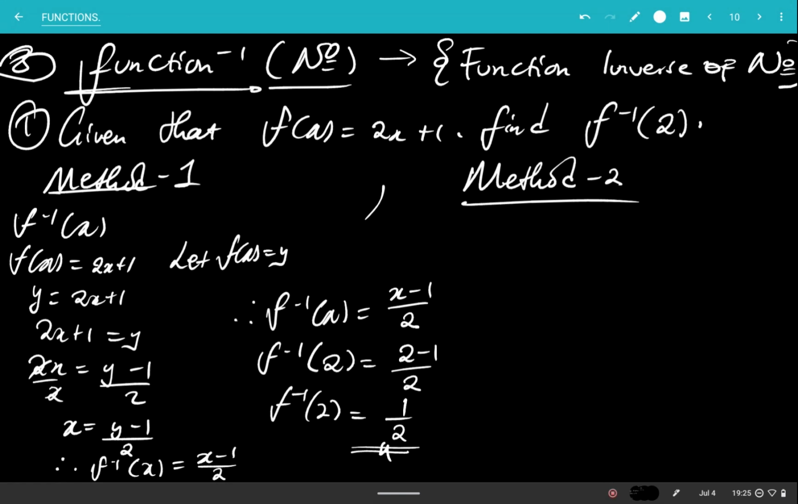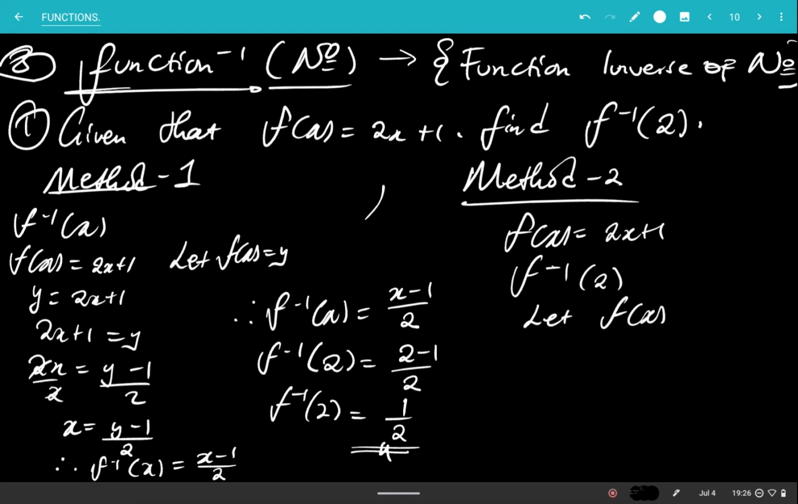Now when it comes to method 2, all we're supposed to do is first get the function that defines the inverse, which is f of x. f of x is defined as 2x plus 1. Now to find f inverse of 2, all we're supposed to do is let f of x be equal to the number given, which is 2. So this means that this becomes 2, and this is equal to 2x plus 1.